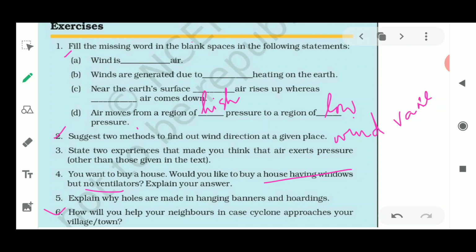So how are you going to help your neighbors? We can help the neighbors with the following points. The first is that help your neighbors and friends in shifting the important things or important household goods, and if they are having pets, cattle, or vehicles, to a safer place. So you should help them to shift the important things.